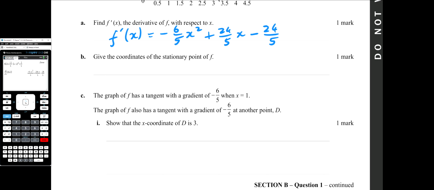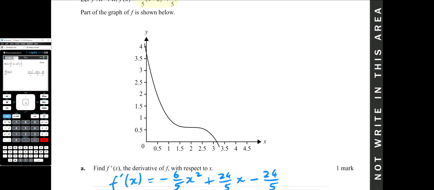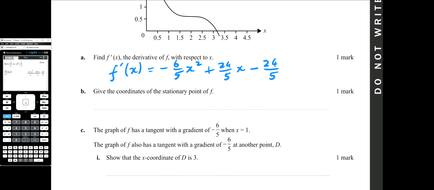Part B, give the coordinates of the stationary point of f. Okay, so we can either have a look back at the original function, which, using our knowledge, the stationary point, which is a stationary point of inflection, should be at 2, 3 over 5. We can, of course, double check that using our CAS as well. Menu 3, 1, solve the derivative equals 0 for x, and we certainly get x equals 2. And we can plug in var f of 2, and we get 3 on 5. So as predicted, the stationary point's coordinates are 2, 3 over 5. That's it for the mark as well.